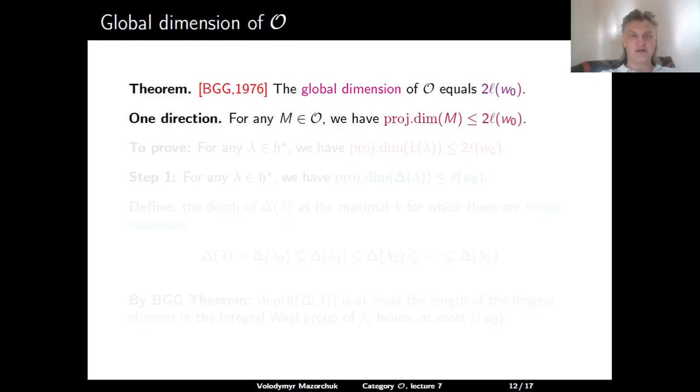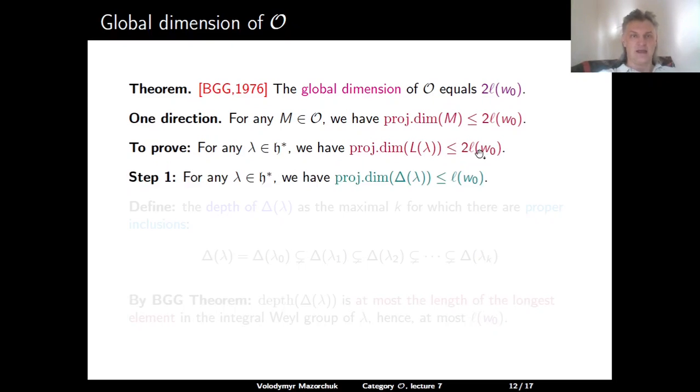In one direction, we need to prove that any object M in O has projective dimension which is at most twice the length of the longest element in the Weyl group. Since every module has a composition series, it is enough to show that the projective dimension of any simple module is bounded by twice the length of w0. In the first step, we prove that the projective dimension of any Verma module is bounded by l(w0).